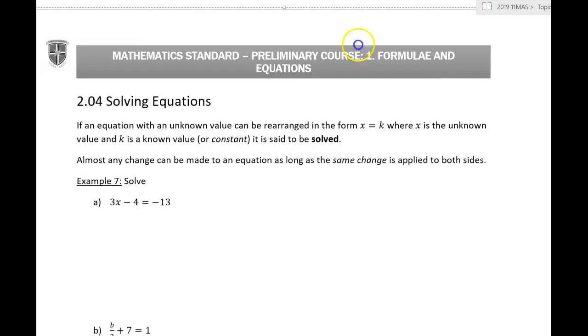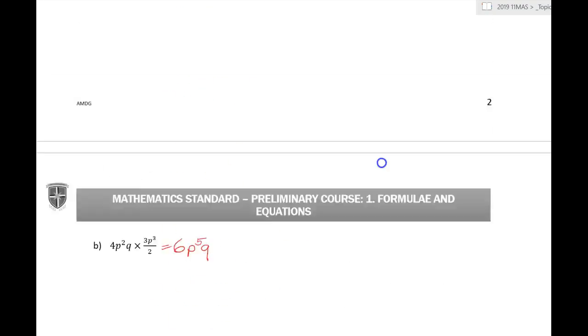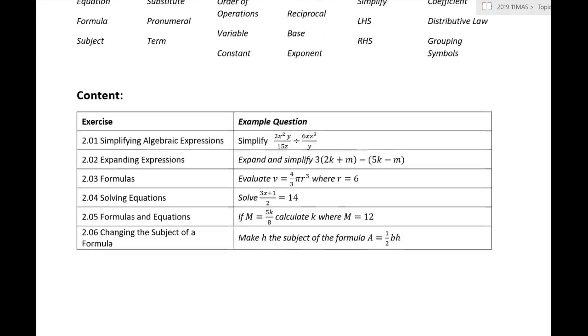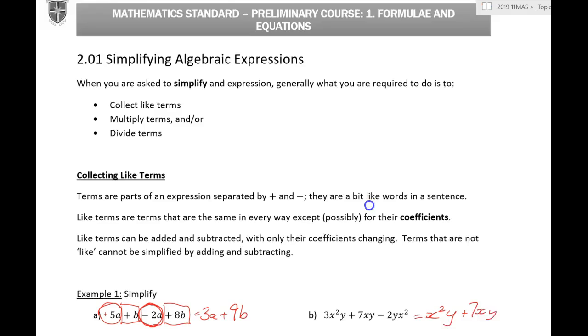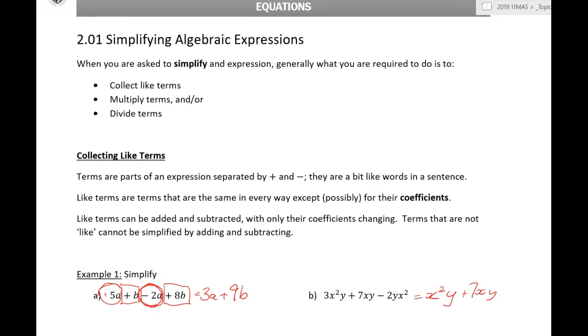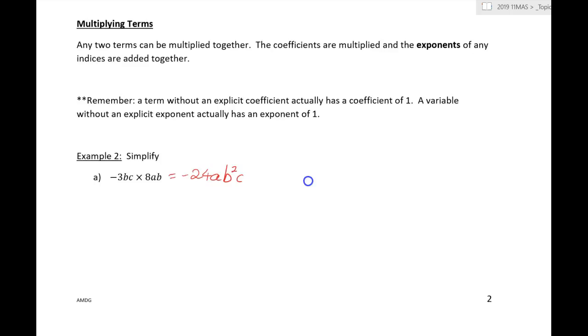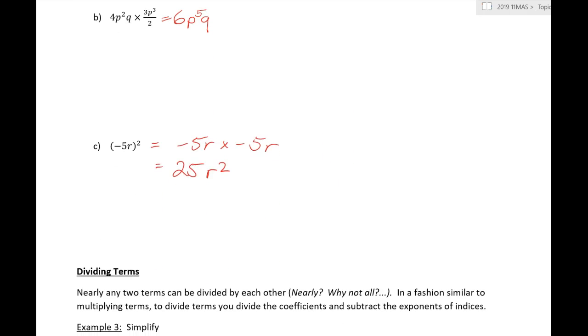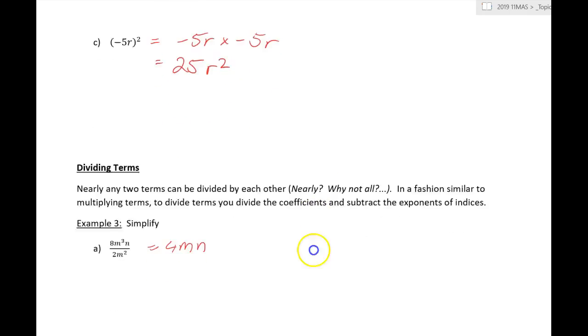Now we're going to be solving equations today. Before we do that, let's just skip back quickly and review what we've done so far. Right, three videos in there. First one, we simplified expressions, collecting like terms, multiplying and dividing them. We did that to make our expressions simpler, fewer terms generally speaking.